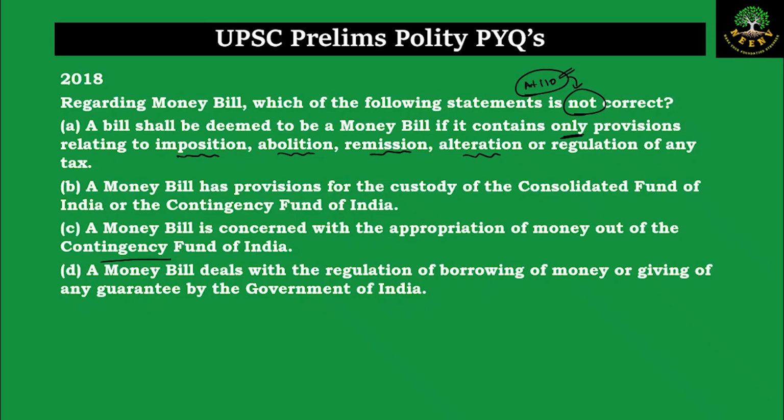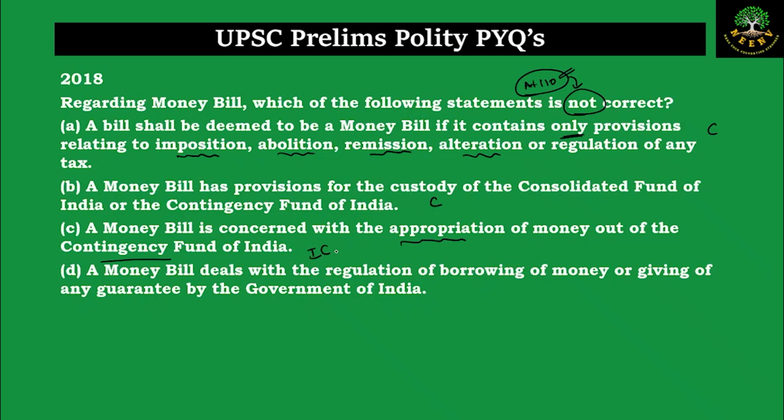Statement A is talking about the imposition, abolition, remission and alteration of tax. So this is mentioned in Article 110. So this is in fact the provisions about the money bill. So this is correct. Statement B: A money bill has provisions for the custody of the Consolidated Fund of India or the Contingency Fund of India. This is also correct. Statement C: A money bill is concerned with the appropriation of money out of the Contingency Fund of India. So here, instead of the Consolidated Fund of India, the wording Contingency Fund of India is mentioned.